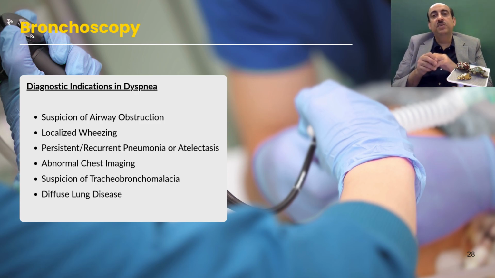Sometimes if there is tracheobronchomalacia, it cannot be diagnosed without a proper bronchoscopy, because the collapse of the tracheobronchial tree will only be visible on bronchoscopy, so that can become a diagnostic clue. When there is a diffuse lung disease, for example organized pneumonias, then bronchoscopy can provide diagnostic bronchoalveolar lavage, and hence some of the atypical organisms can be picked up on the diagnostic bronchoalveolar lavage done during the bronchoscopy.